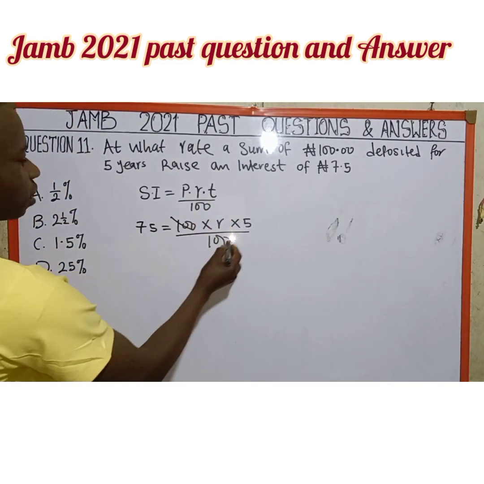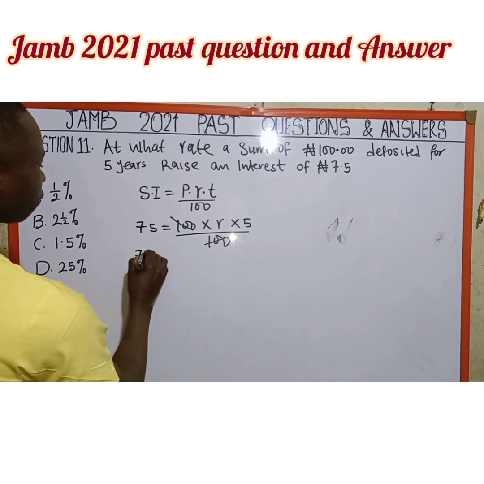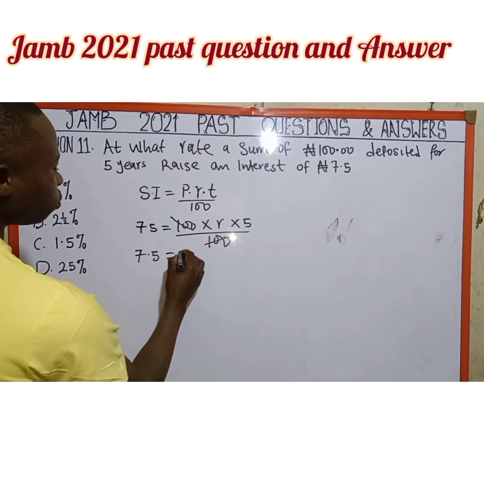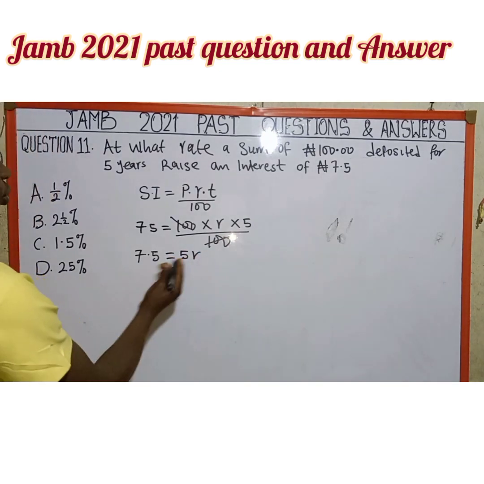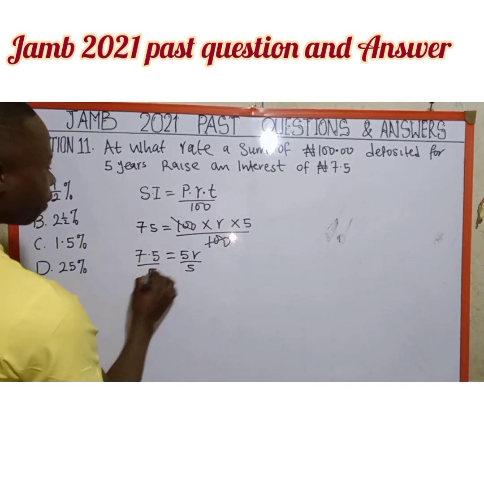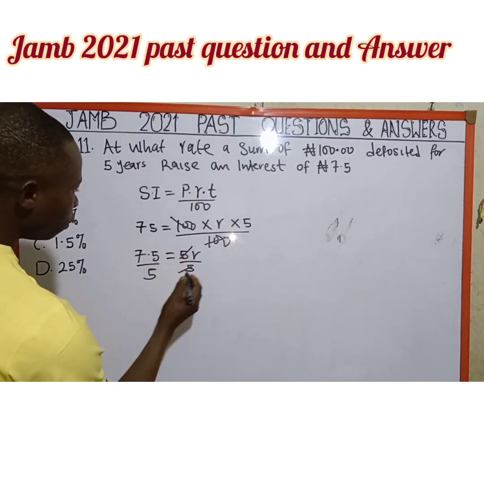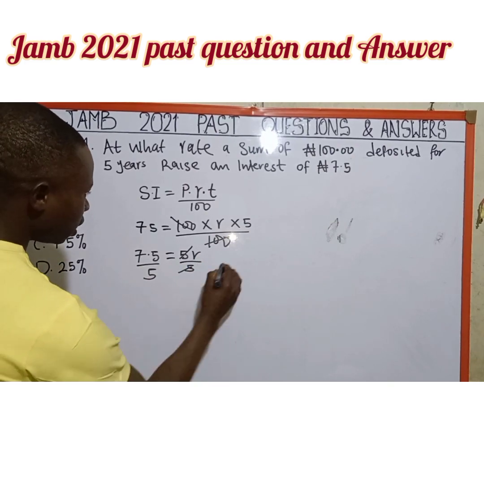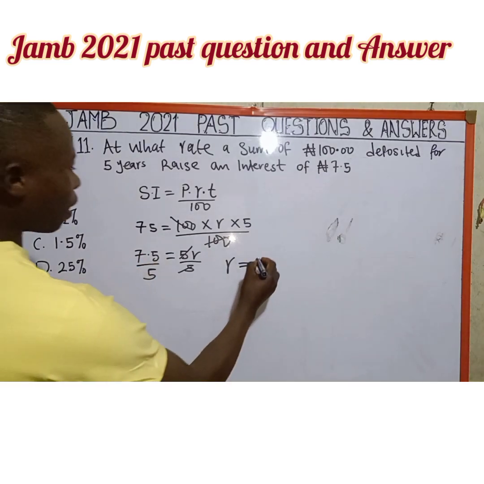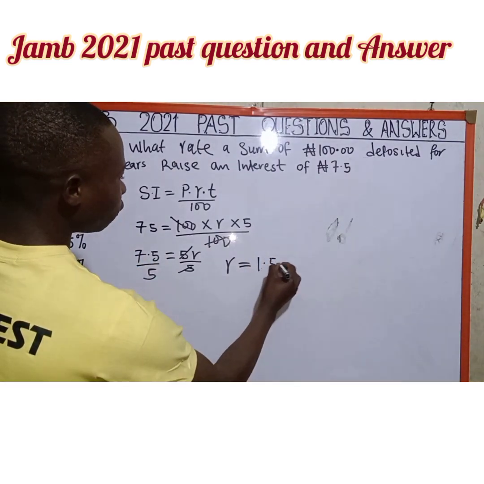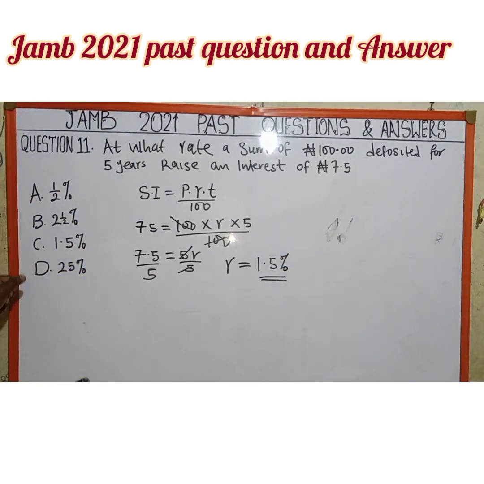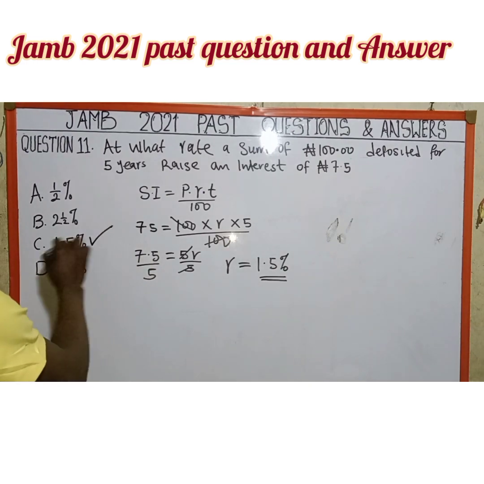So from now, this 100 can cancel this 100. So we are going to have 7.5 will be equal to rate multiplied by 5, which gives me 5 rate. So we divide both sides by 5 to eliminate this 5. So this 5 will cancel this 5. On the right side, we are left with only R, which is rate, and it will be equal to 7.5 divided by 5, which is going to give me 1.5% rate. So this is my final answer. So if you check options A to D, option C is the correct answer.